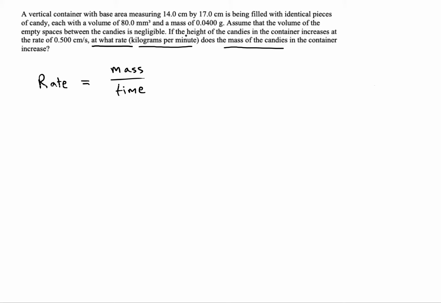We see that we're given the height of the candies is increasing at a certain rate of 0.5 centimeters per second. So this is what we want. And then what we have, though, is a speed, basically. And what is a speed in physics? Distance divided by time.